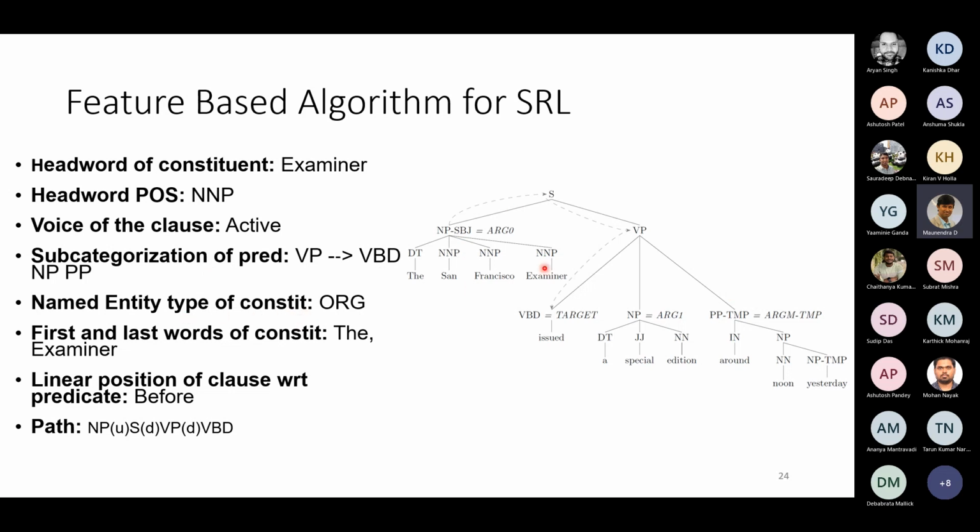Named entity type of the constituent: here we are using any NER algorithm. First and last word is straightforward. Linear position is also straightforward. And the path again comes from the constituency parse. So when people design toolkits for NLP applications, all these very small algorithms that we see here are designed as low-level algorithms which fuel the performance of many higher-level tasks, closer to the application.